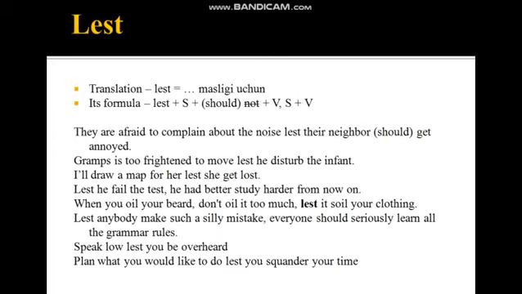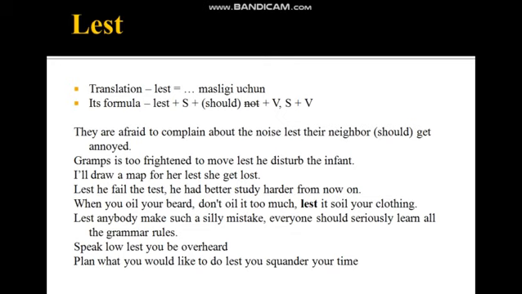That is "lest." See, guys, that's not "lost," that's not "less," that's "lest." And lest means "masligi uchun." Yani kimdir nimadir ish qilmasligi uchun, yiqilmasligi uchun, aldanmasligi uchun, yo'qolib qolmasligi uchun, xalaqit qilmasligi uchun. See? Masligi uchun. And its formula is really extraordinary, guys.